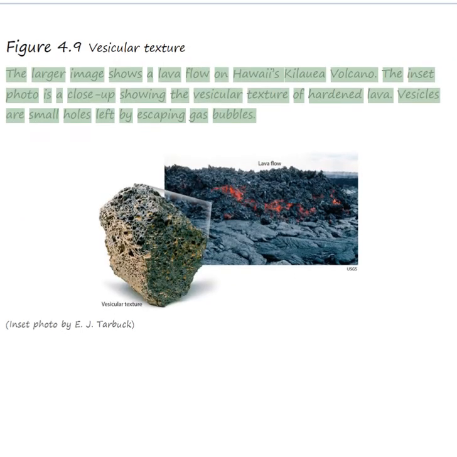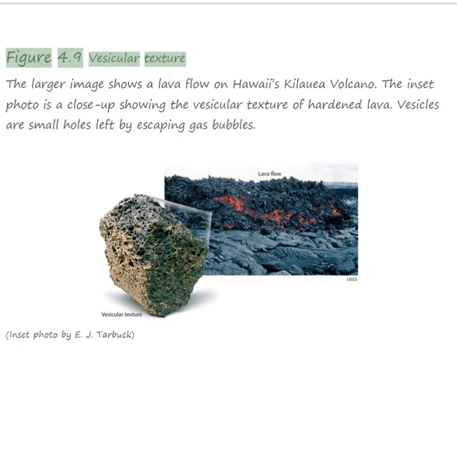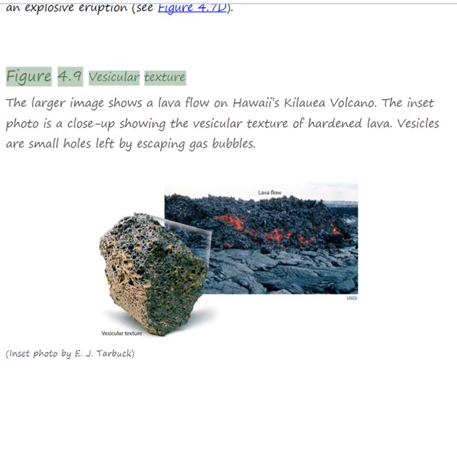The larger image shows a lava flow on Hawaii's Kilauea volcano. The inset photo is a close-up showing the vesicular texture of hardened lava. Vesicles are small holes left by escaping gas bubbles. Figure 4.9 Vesicular texture.